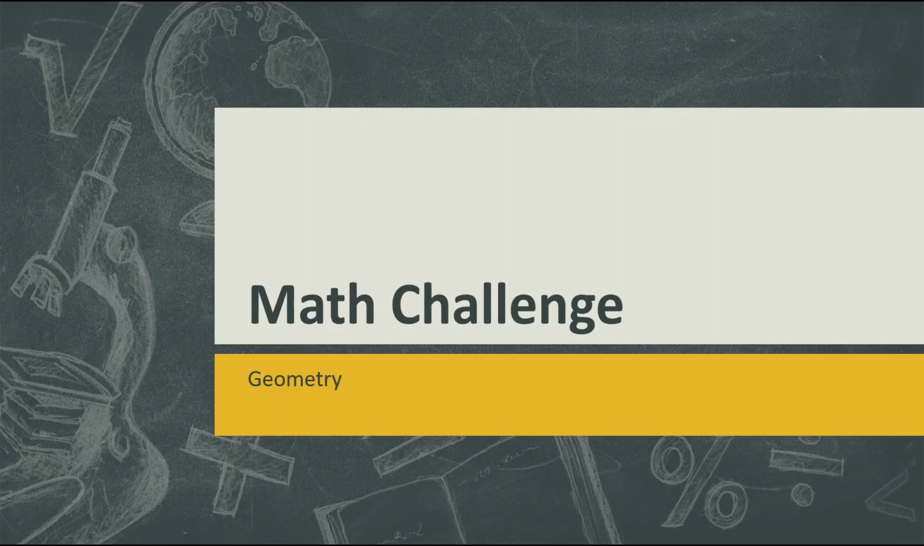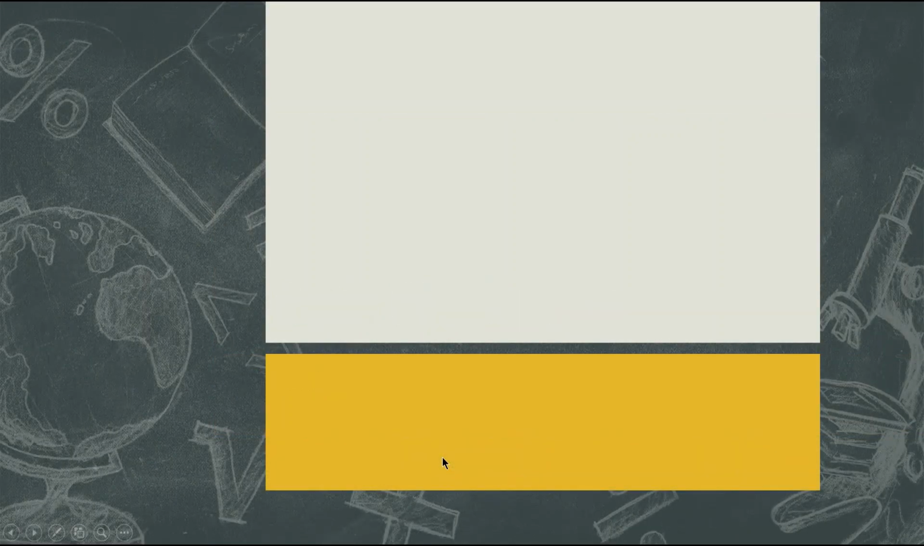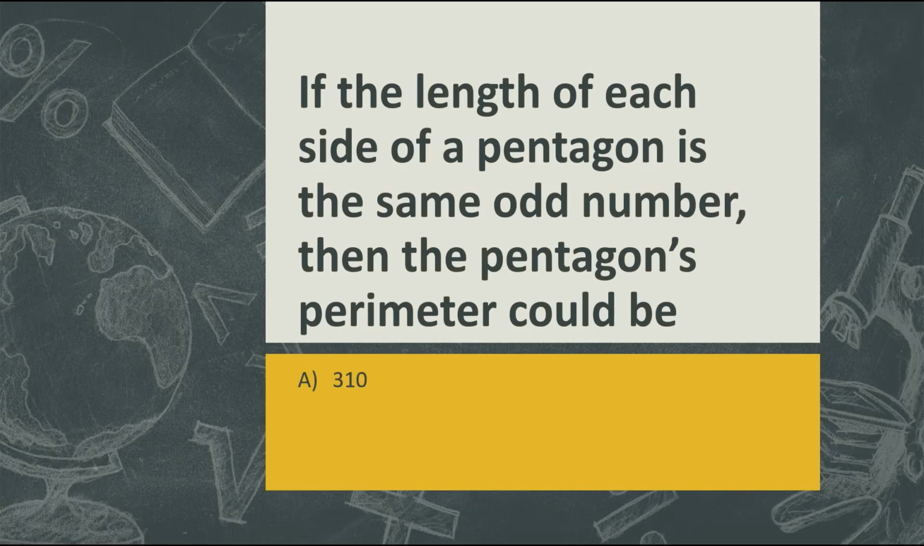Today we are going to look at one of the geometry problems. The problem is: if the length of each side of a pentagon is the same odd number, then the pentagon's perimeter could be. So we have four choices here: 310, 365, 666 and 864.